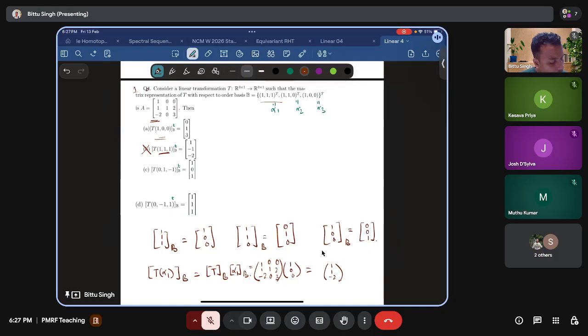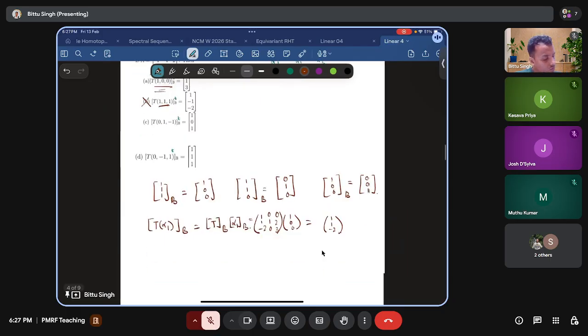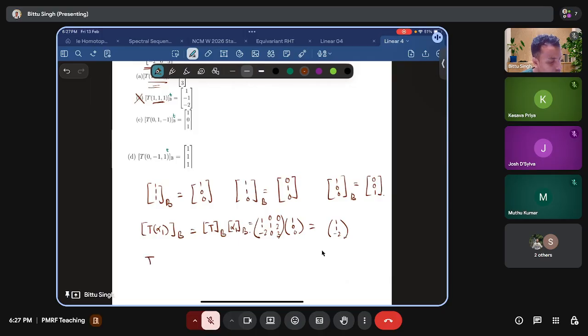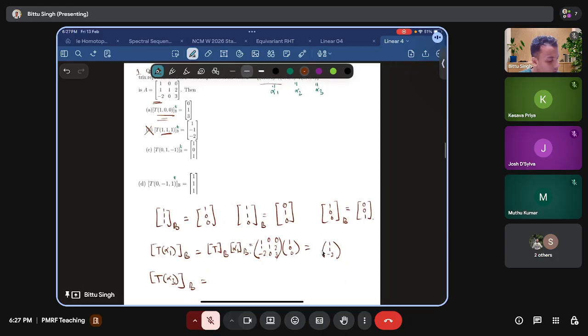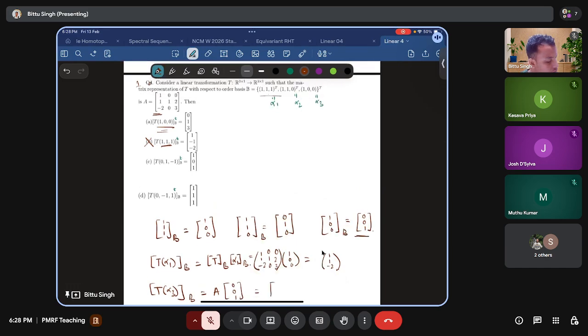Now what about T of 1 0 0? Again, 1 0 0 is the same as alpha 3. So T of alpha 3 with respect to B is simply the transformation matrix A multiplied by the coordinate 0 0 1. This will give me the third column, which is 0 2 3. Again, this is different, so this is also wrong.